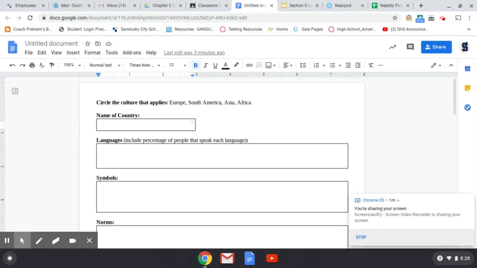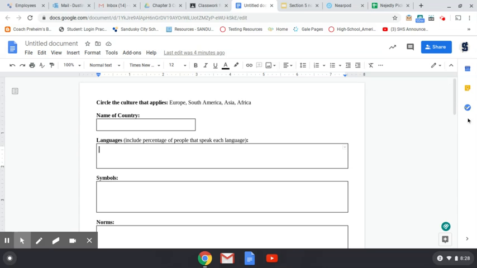Now, what you're going to do is go do some internet research and find some different elements about this culture. First off, languages. Say you look up something like Brazil. What percentage of the country speaks Portuguese? Does any of it speak Spanish? Does any of it speak English? So, what you would put is the languages that are spoken in that country, and what percentage of the people speak that language.